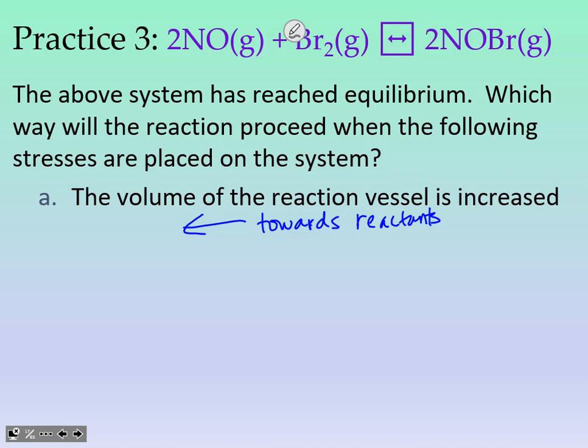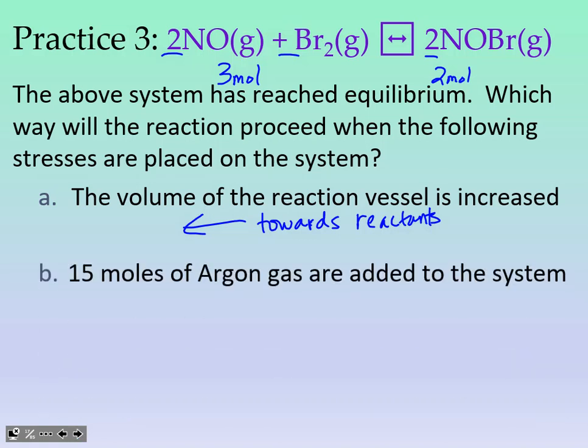Good. So the first thing you should do when you see one of these problems is count your moles. On the reactant side, over here, we have 3 moles. On the product side, we have 2 moles. And yes, this only applies to gases, because gases are the only ones that exert pressure. So we would go towards the reactants, towards the side with more moles, to get back to that Kp ratio and the pressure.